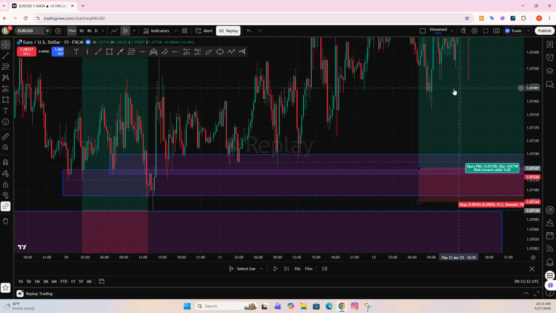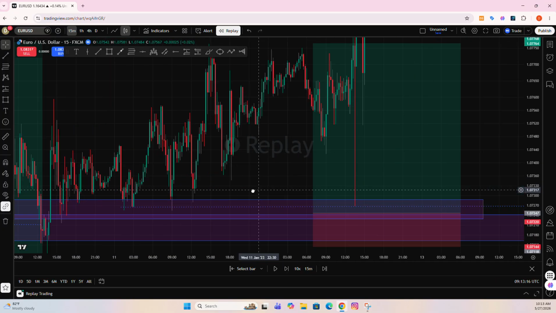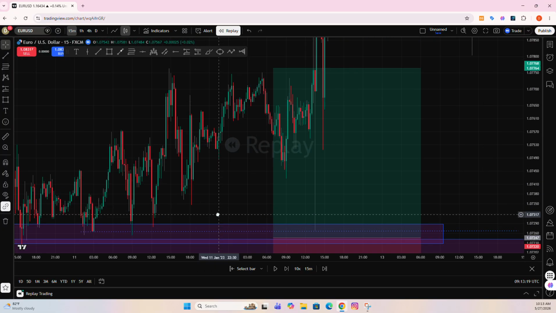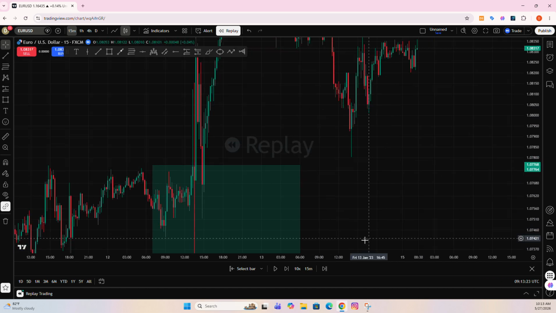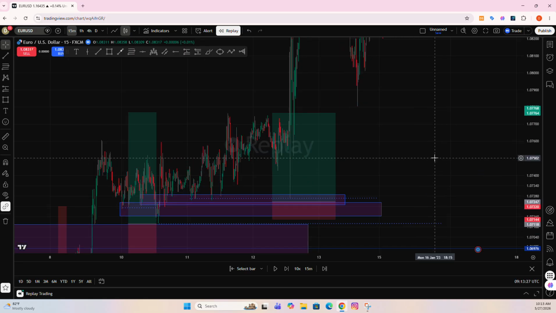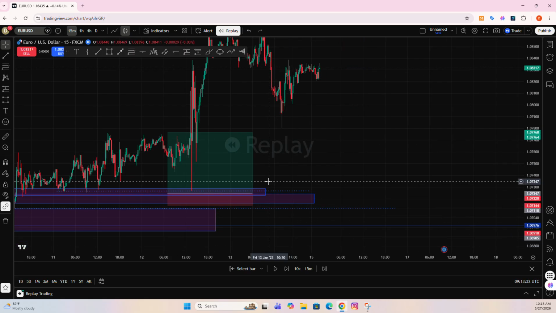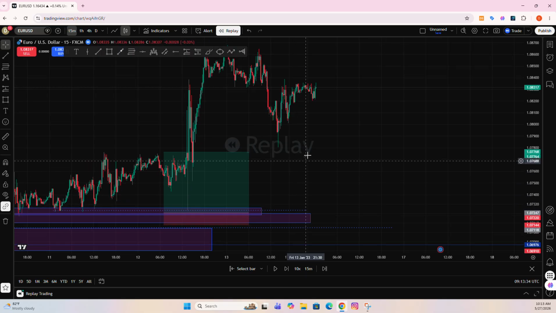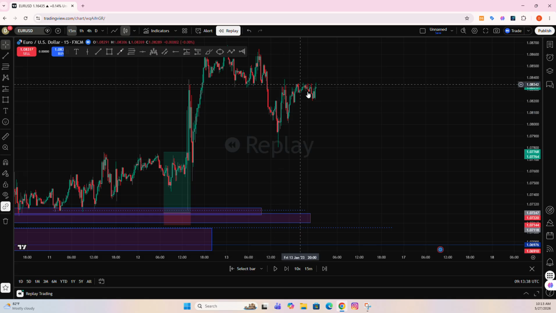This is also a liquidity. So basically, this would have been a nice shot. So we understand. Let's see where it all goes. Okay, this is another one. So this is another setup.